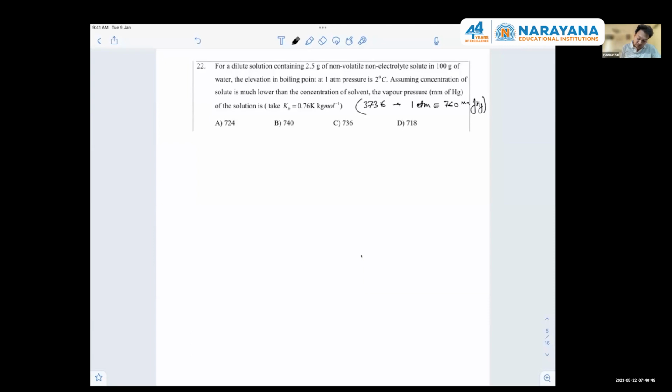Now, elevation in boiling point is given, which is delta TB. Delta TB is equal to Kb into m. So you simply calculate m. m is equal to delta TB upon Kb. Now at this point, once you get the m and they're asking you the relative lowering in vapor pressure, use the formula (P0 minus PS) divided by PS is equal to NB upon NA. This is the exact formula.